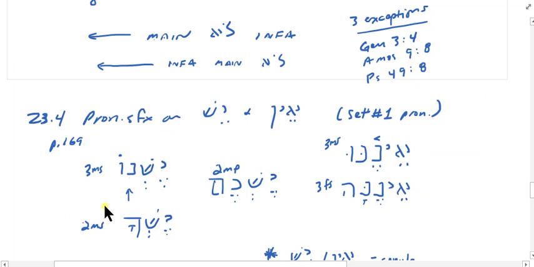All right, let's look at 23.4. Okay, now this deals with the pronominal suffixes that can attach to yesh and ein. Now remember, yesh and ein mean there is or there are, yesh, and ein, there is not or there are not. And we typically have understood yesh and ein then to be existential particles. They are particles that predicate the existence or non-existence of something.